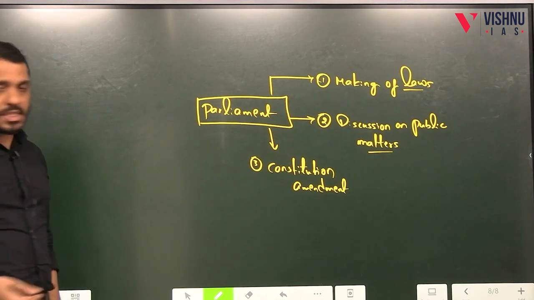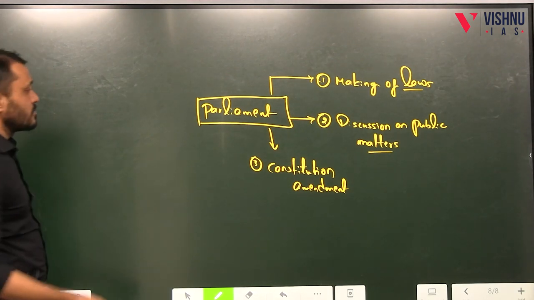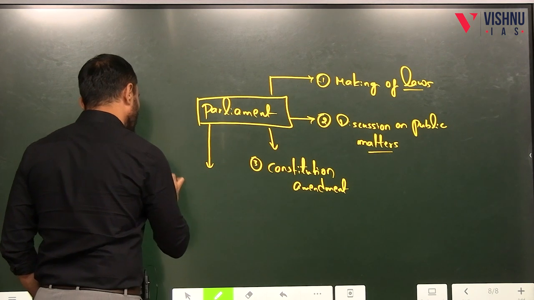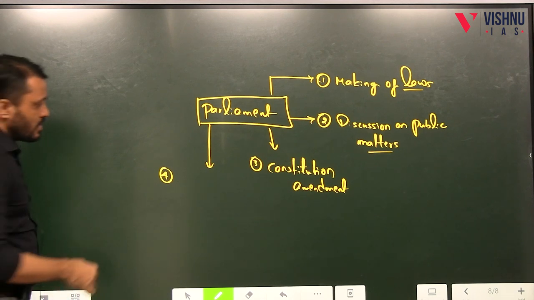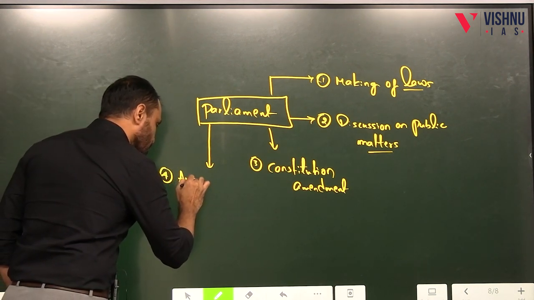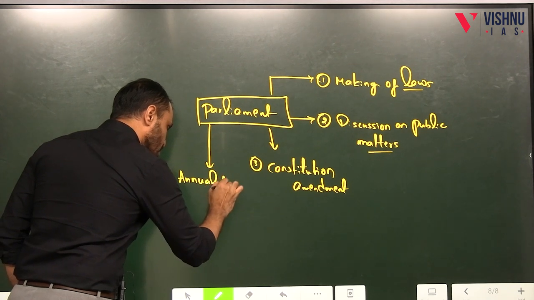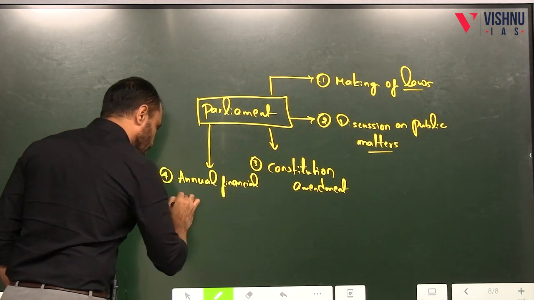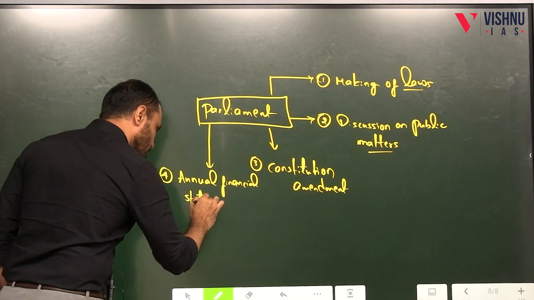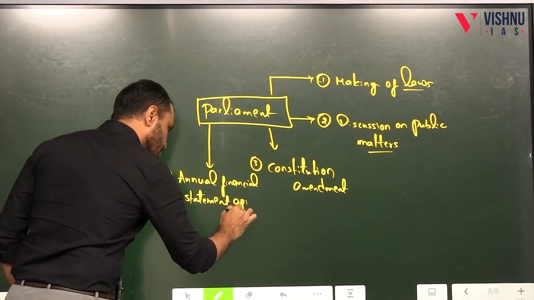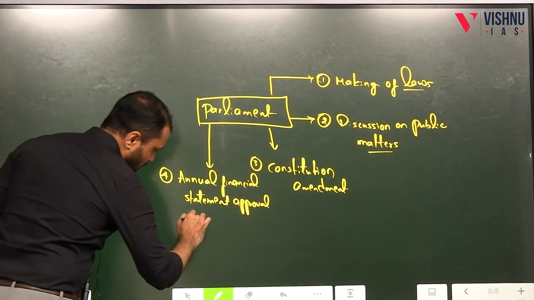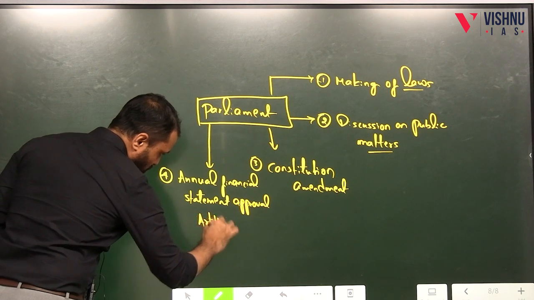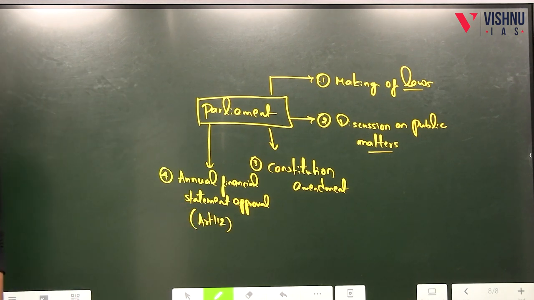Constitution amendment. Next, what are the other functions of the parliament? Obviously, the budget. Okay. That means the annual financial statement approval. The annual financial statement is dealt with by Article 112. Budgets. It approves the budgets. Okay. Every year.